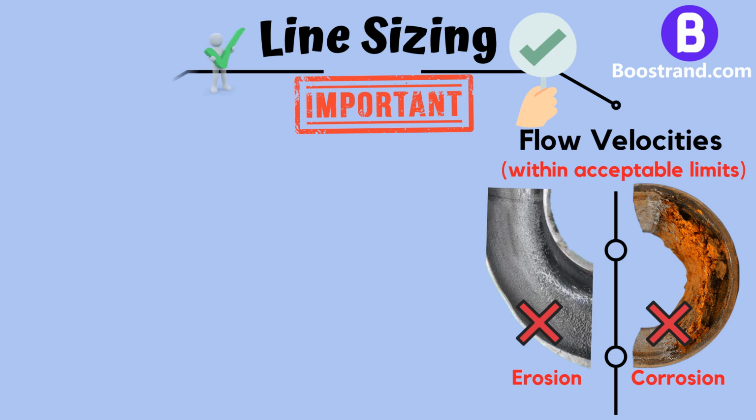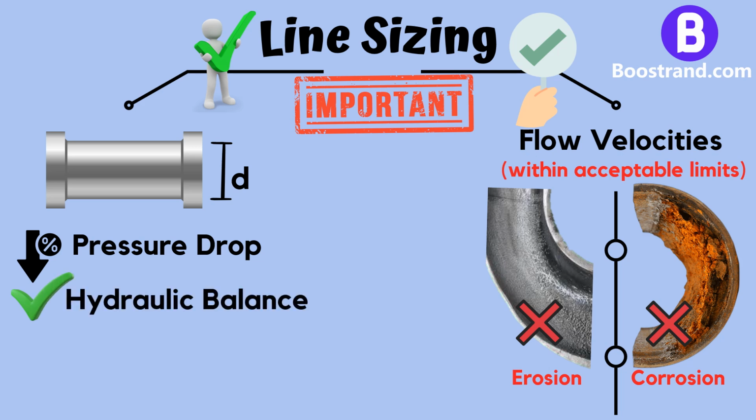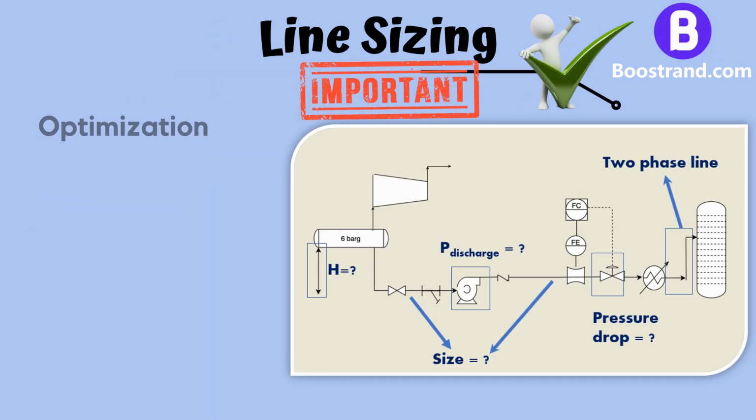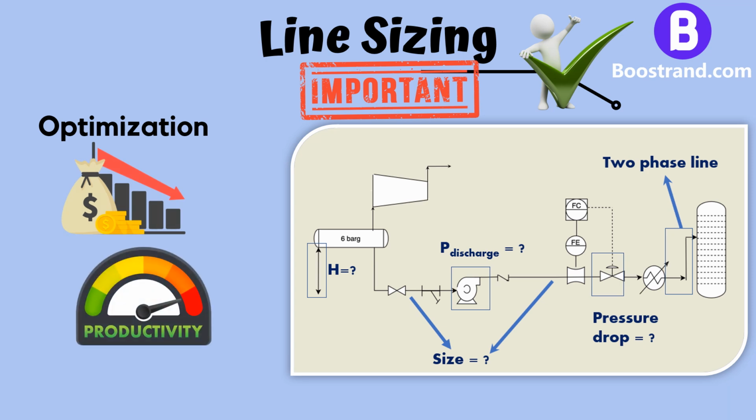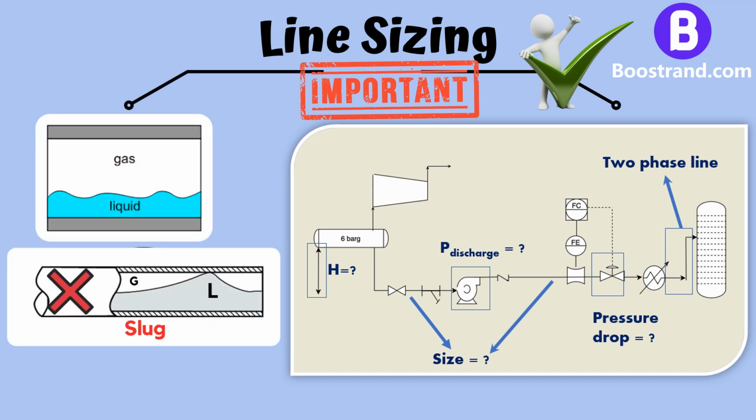A pipe size with a reasonable diameter shall give a low pressure drop. Hence it contributes to the hydraulic balance of the system. It helps optimize the energy requirements of fluid transport, reducing pumping costs and improving process efficiency. For two-phase fluids, proper pipe size shall reduce the probability of slug formation, which shall help reduce vibration stresses on the pipe, which can eventually lead to pipe rupture.